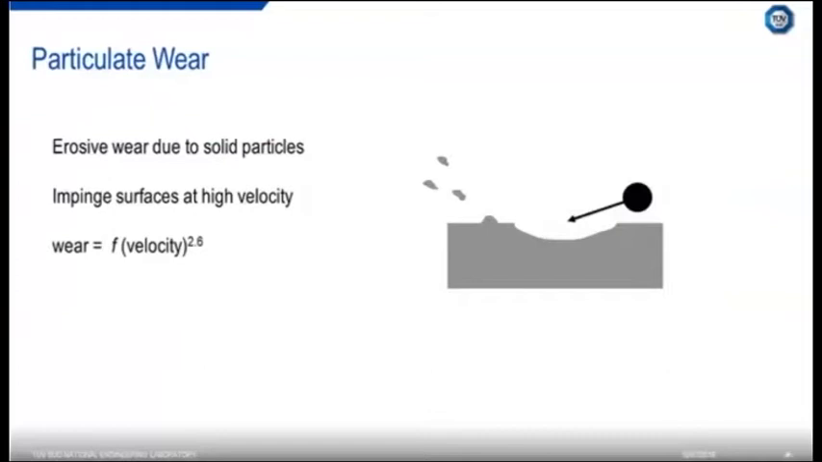Particulate wear is wear due to solid particles impinging on valve surfaces at high velocity, and it's this action of impingement that removes material. It can depend on the type of particles, so the shape and the hardness, but by and large the most important factor is the particle velocity. The wear or damage is a function of velocity to the power of approximately 2.6, so it's an exponential relationship. To give you a rough idea, if you double the velocity of the particles, you get roughly 6 to 8 times more erosion. So if you can reduce velocity, it can massively help with particulate wear.